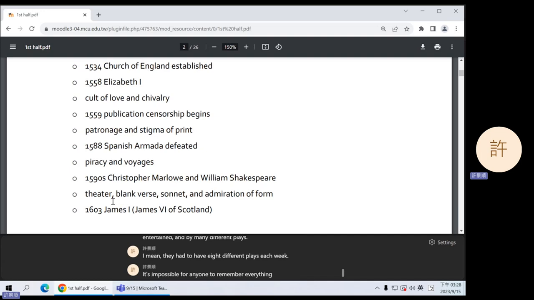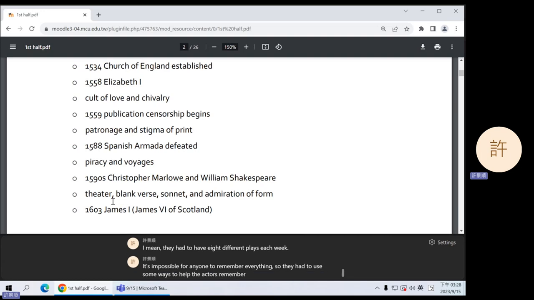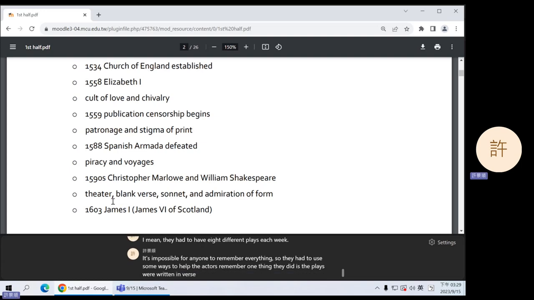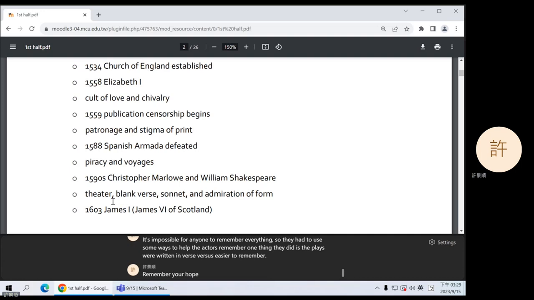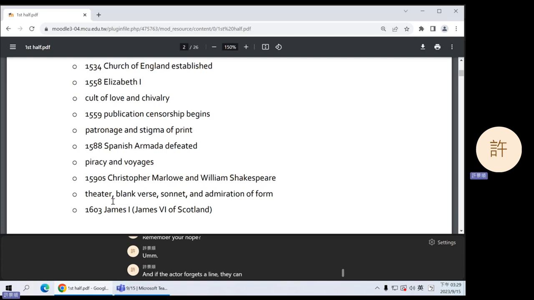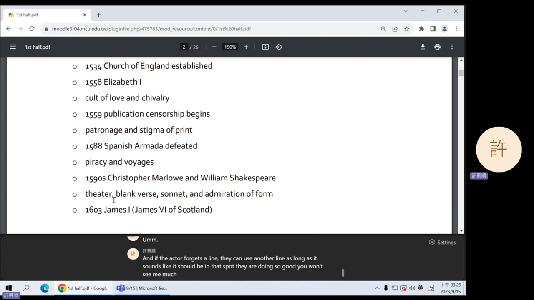So they had to use some ways to help the actors remember. One thing they did is the plays were written in verse. Verse is easier to remember. 韵文比较好背. And if the actor forgets a line, they can use another line as long as it sounds like it should be in that spot. 只要遵守格律, 忘词也没关系, 另创新词遵守格律就好.